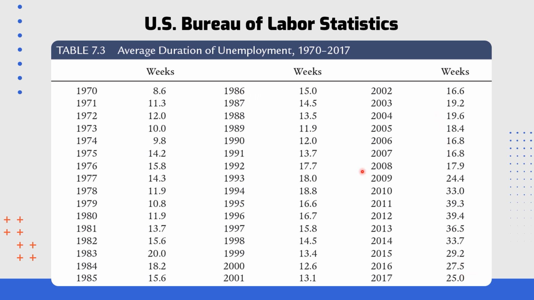For instance, in 1970, the average duration of unemployment was roughly 9 weeks. In 2017, it was 25 weeks. So, over this period of time, people who are unemployed are unemployed for more weeks.